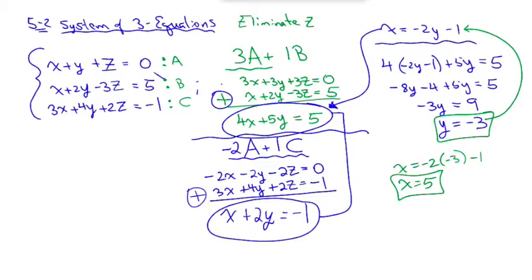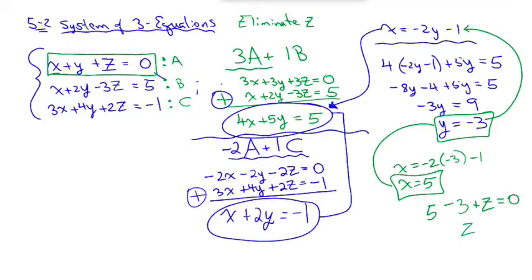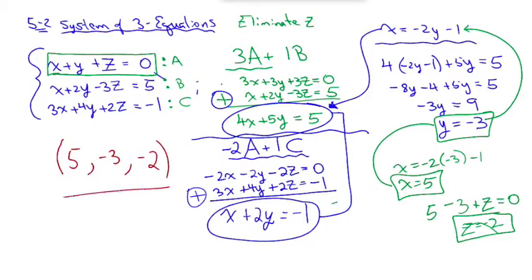Now what? I highly suggest you go back to the very beginning, the easiest equation, the first one, and plug in both your solutions, the 5 and the -3. So x is equal to 5, y is equal to -3, plus z, and this has to equal 0. So z equals -2. The coordinate where all three of these planes run into each other is x equals 5, y equals -3, z equals -2.